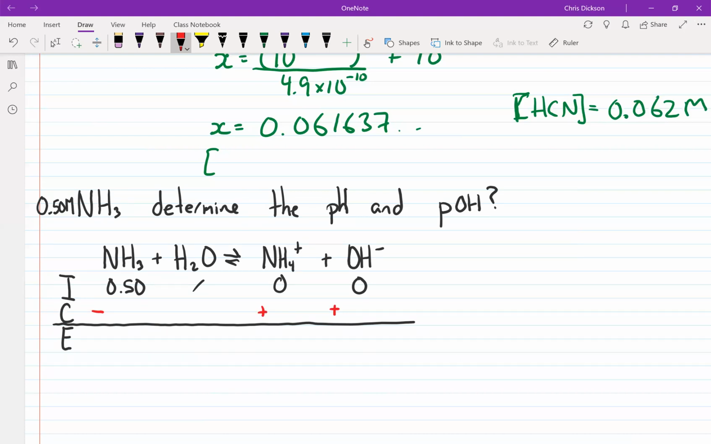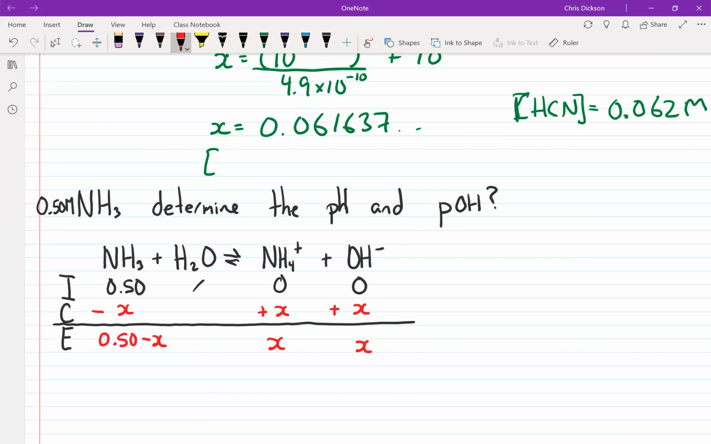And why not, let's say we're trying to find pH and pOH, so why don't we find the hydroxide concentration, because we would have to know that to determine either of those. And of course, if we go from 0 to x, we have to be increasing by x on both. So x down here, and we must be decreasing by x here.